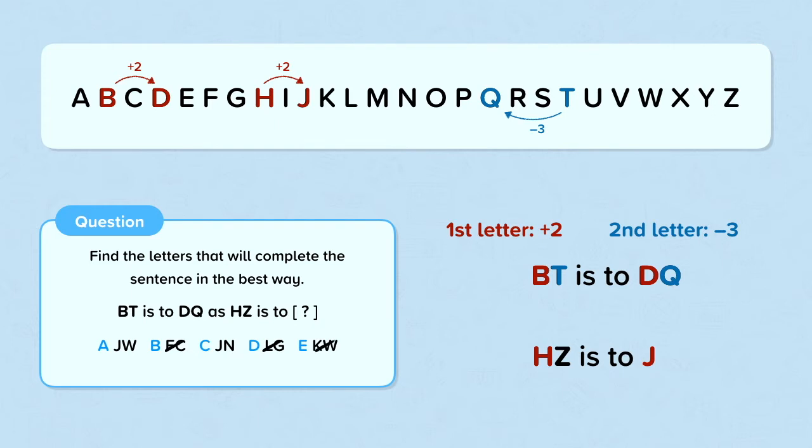Now we need to find the second letter. We start with Z, and again we'll find it in the alphabet. And the relationship between the second letters is -3, or move back 3. If we do that, then we get W. W is the second letter of our missing pair, so the answer is JW.